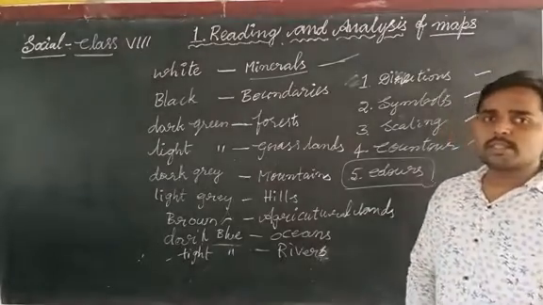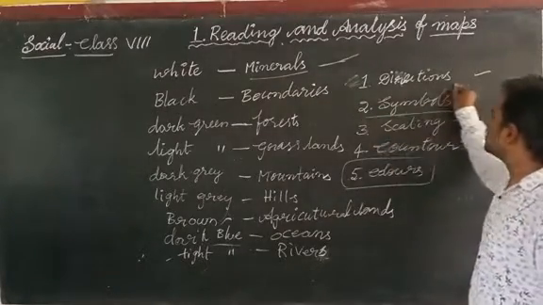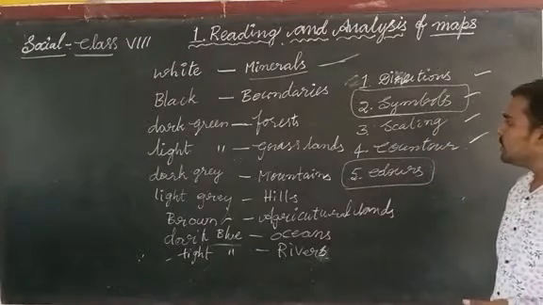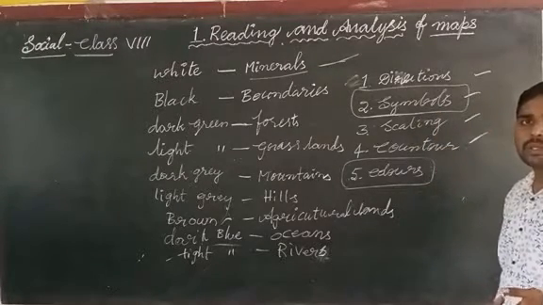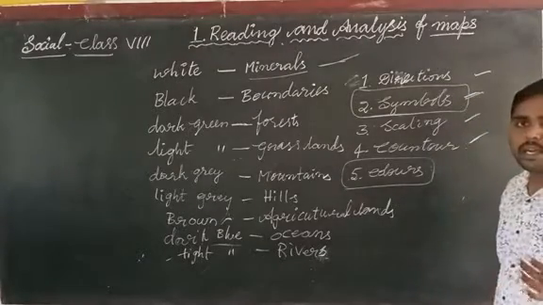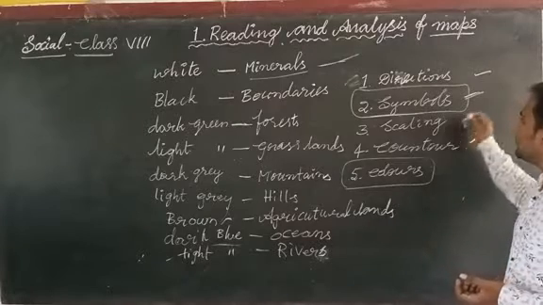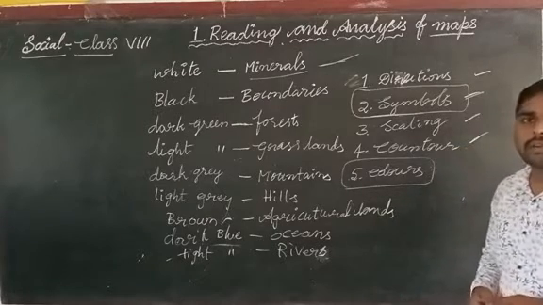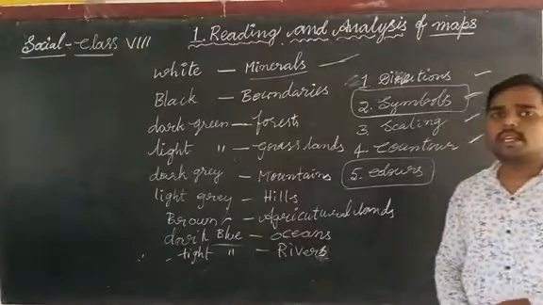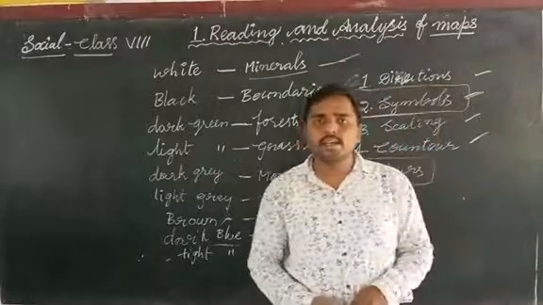In the next class we will discuss some conventional symbols which we are using in the maps to show something, or to show the landforms, or to show particular locations with a symbol. In the next class we will discuss that, and if you know the answer to my question you should comment in the comment section.